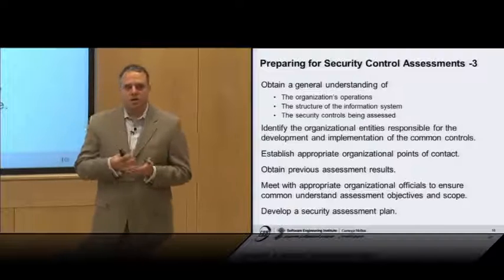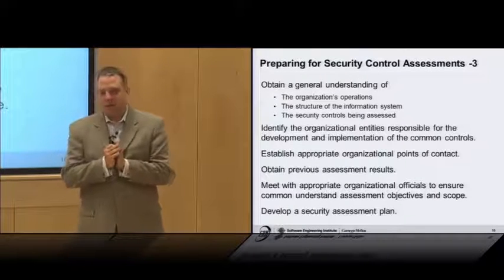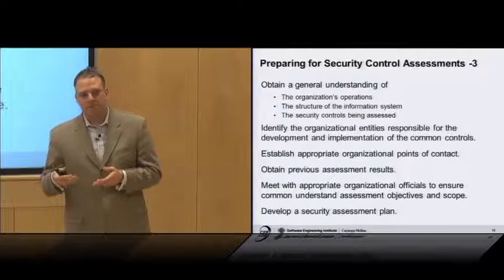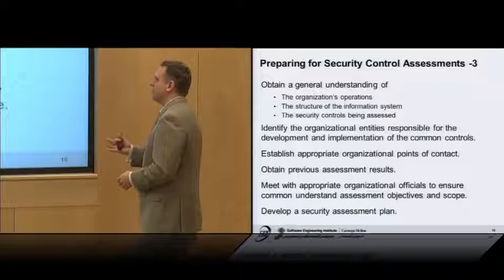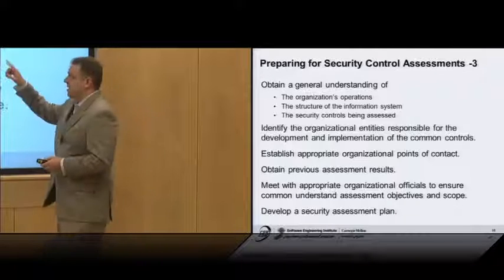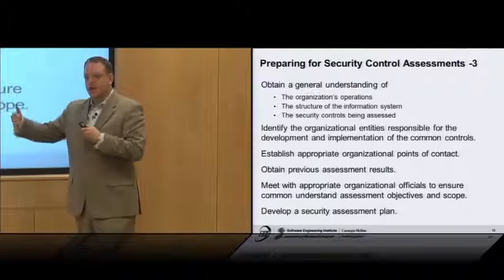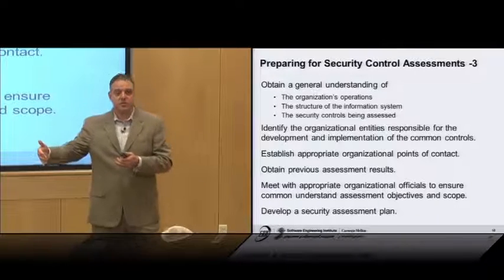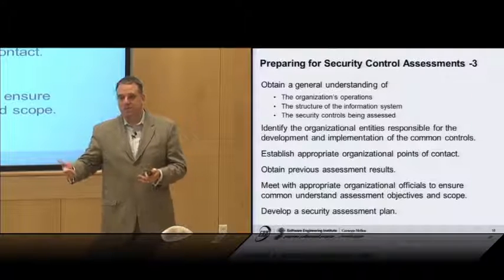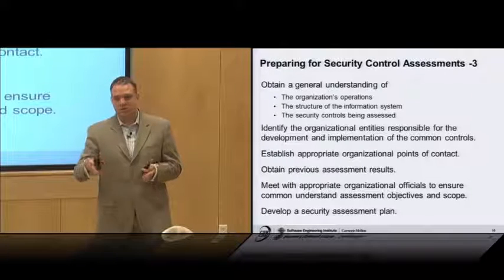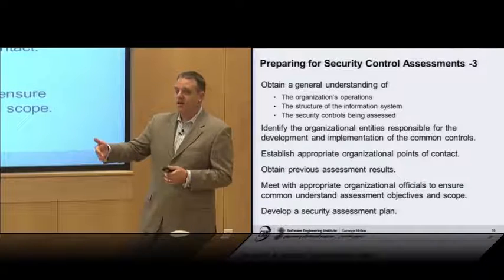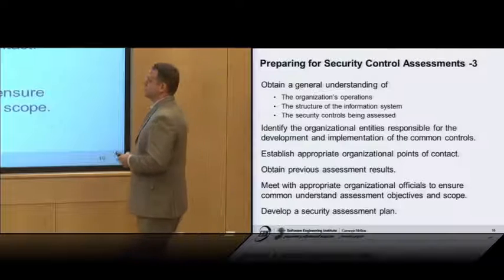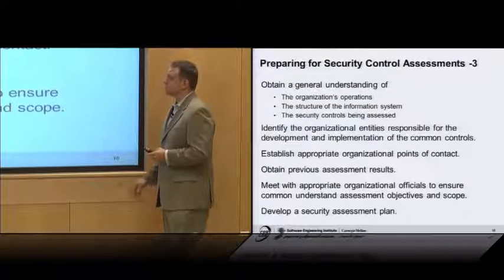So as you prepare for this assessment, you want to get an understanding of the organization: what their operations are, what their business objectives are, how they do things, how the information or the systems that you're looking at are structured, what the architecture is, and you really want a clear understanding of the security controls you're going to assess. That goes back to scope. If you don't know how many controls or what controls you're supposed to be looking at, it's really open-ended, and you as an assessor might get into time constraints there.